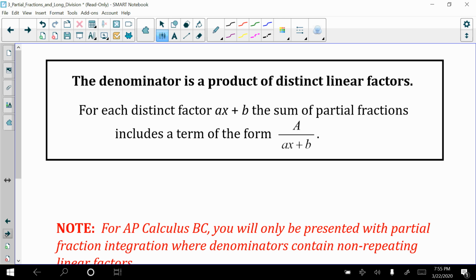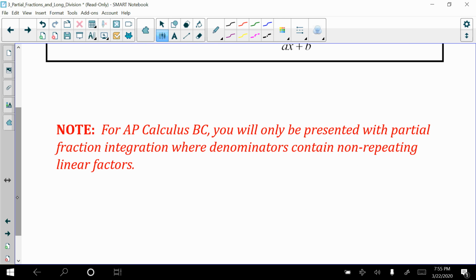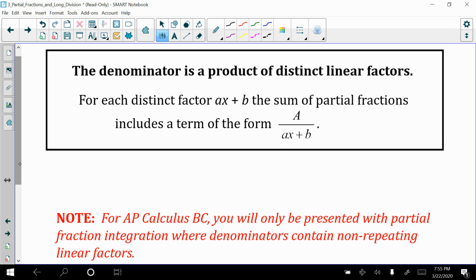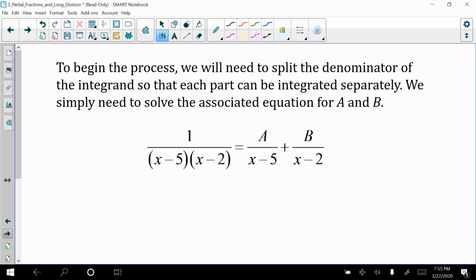Here, this is just general information for you to have for your own reference. Essentially what we need to know, in red, is that we're not going to see something that has non-repeating linear factors in the denominator in your calculus class.